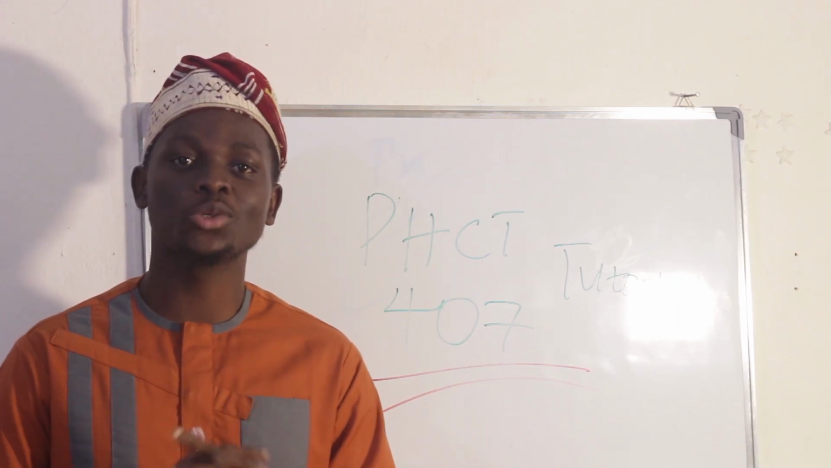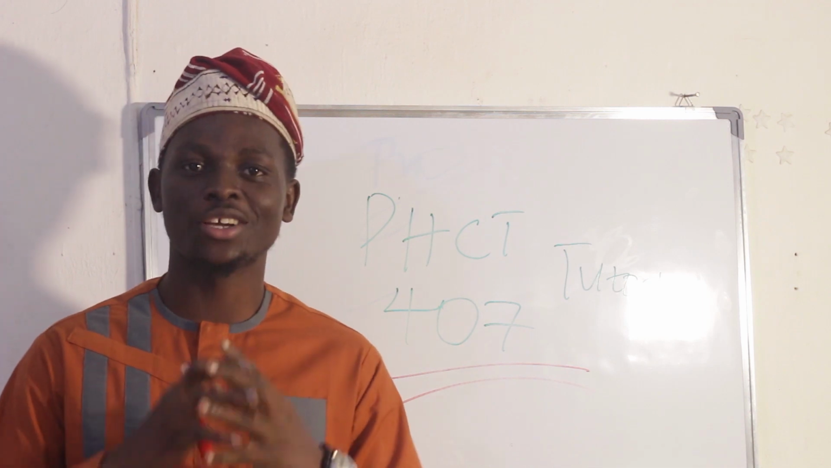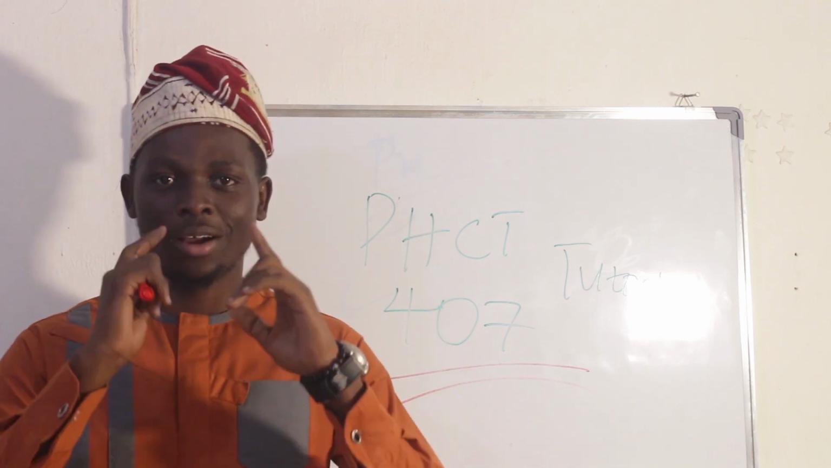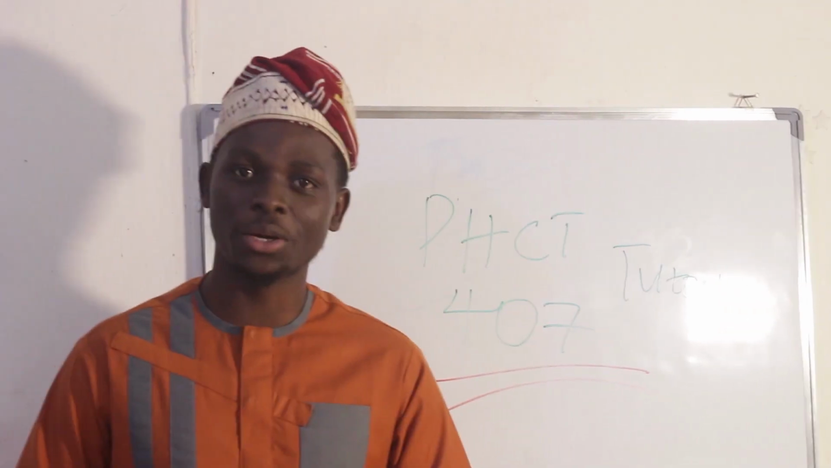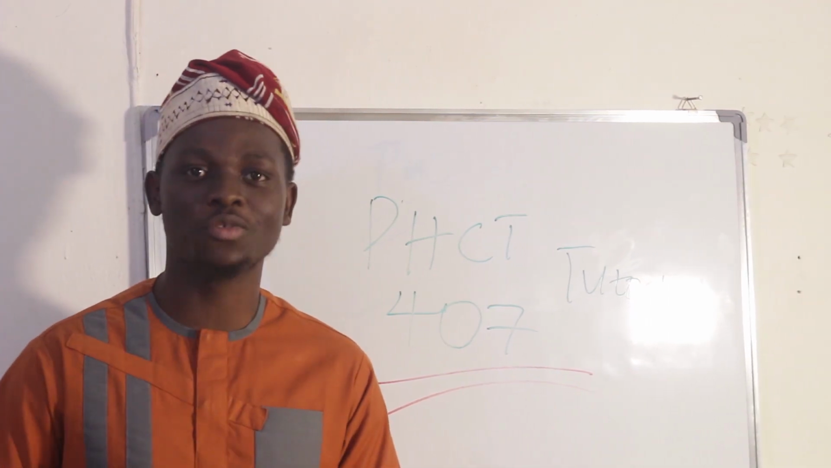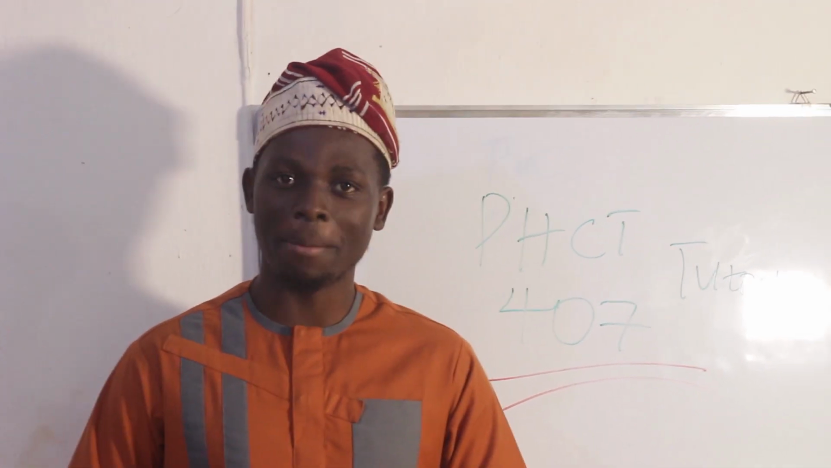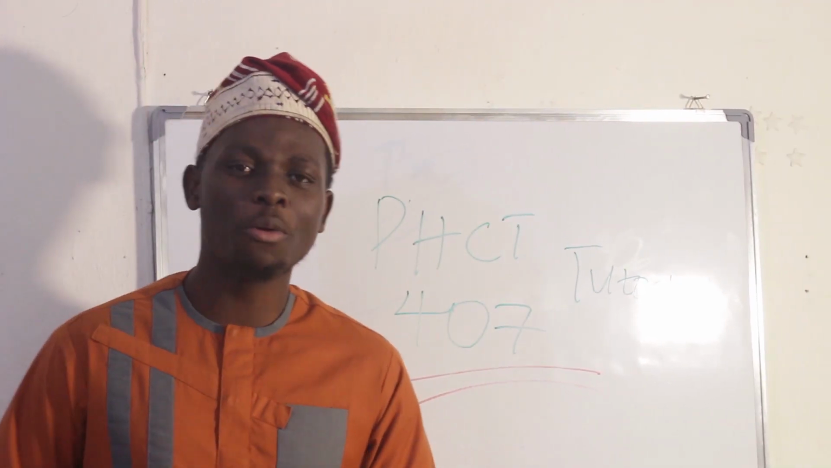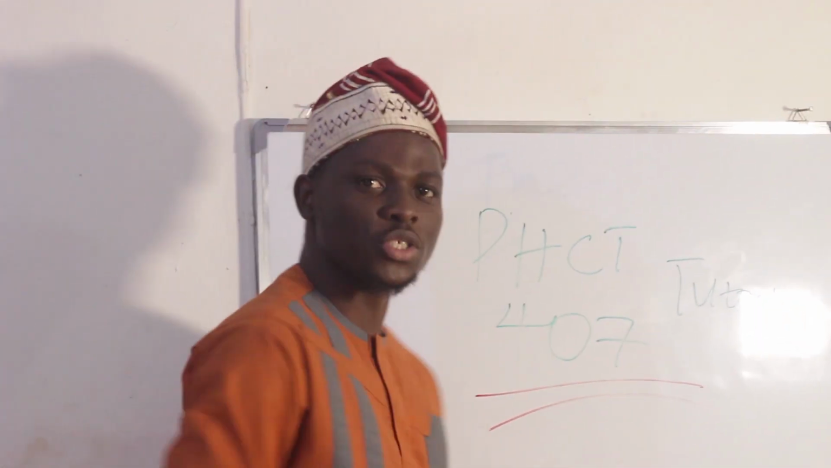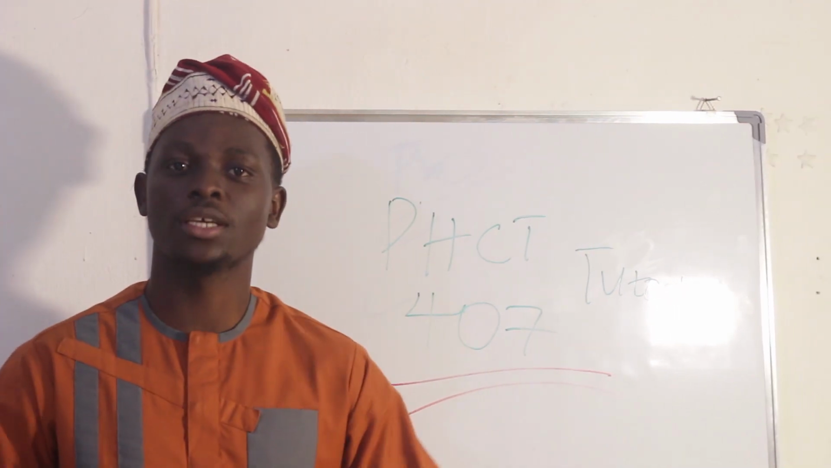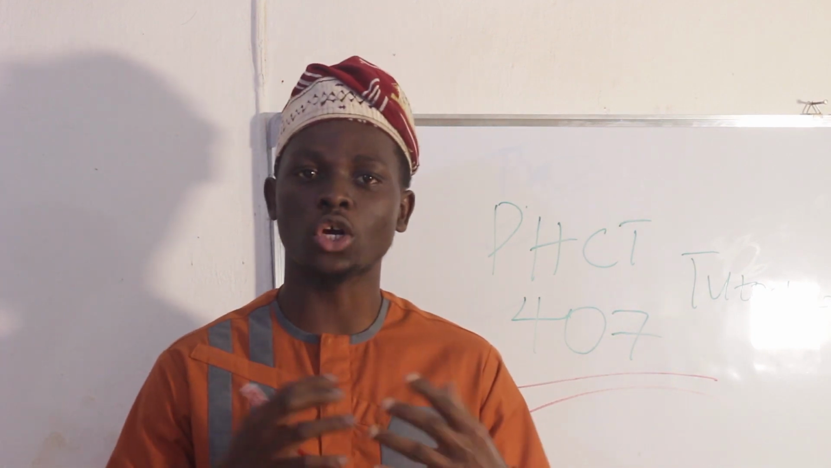As you can see from the title of this video, this is an introductory lecture to Dispensing 407, that is PHCT 407. Congratulations on passing Dispensing 306, because I want to believe that if you are watching this video, you must have passed Dispensing 306. So once again, pharmacists, congratulations. You may be wondering, now that you are doing Dispensing 407, what is the difference between Dispensing 407 and Dispensing 306? That is the purpose of this video. In this video, I'm going to give you a short introduction on what the course entails.